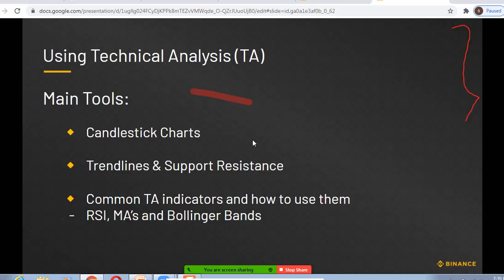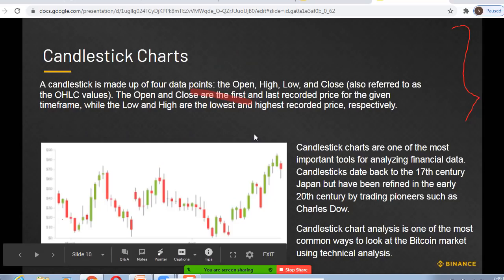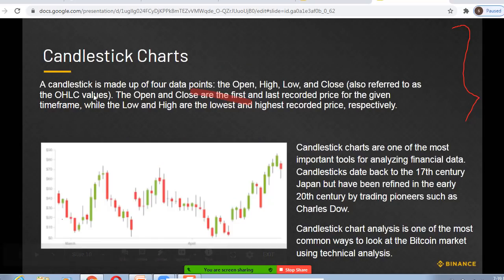Technical analysis mainly uses these three tools. Number one, we have the candlestick charts. We have the trend lines and support resistance and all that. And we also have technical indicators. Now, I'll be showing you how to use these three technical tools to actually trade the financial market, in this case, the cryptocurrency market. So let's go further. What is candlestick charts?